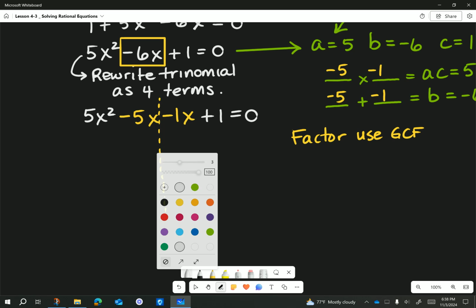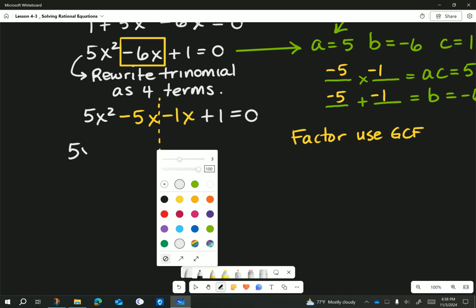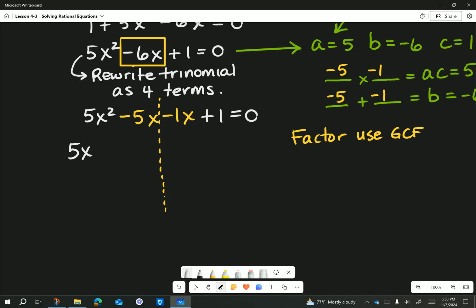So what is the greatest common factor between 5x squared and 5x? Well, it's just a 5x. So 5x is pulled out, and what is left over? Well, if you divide both these terms by 5x, you get an x minus a 1. And then I'm going to bring down the middle sign, which is a minus, and the GCF between negative 1x and plus 1 is a 1, so minus 1. Divide both of these by negative 1, and you are left with x minus a 1. Okay?